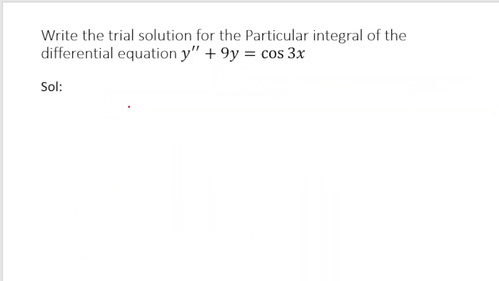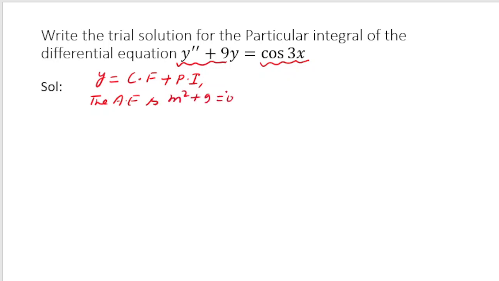Okay, so the next problem that I am going to solve is this: y double dash plus 9y is equal to cos 3x. So as usual, we will write the solution as y is equal to CF plus PI. To find the CF, what is the auxiliary equation? m square plus 9 is equal to 0. So this will give me m is equal to plus minus 3i.